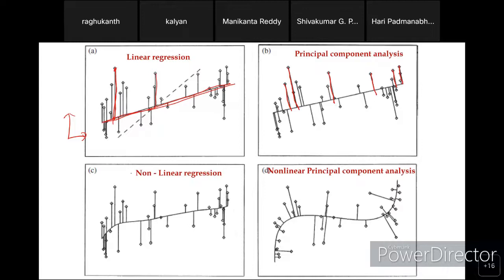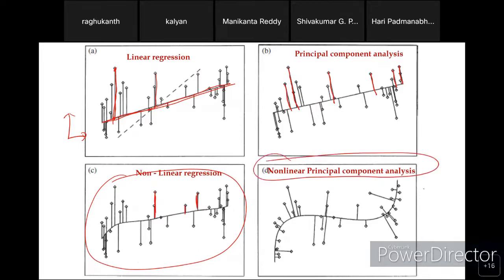Now the same concept applies in nonlinear regression also. Instead of fitting a straight line, you fit a curve. But the concept is the same, so you are minimizing this error only. Now this is what we call nonlinear principal component analysis, or sometimes nowadays this is also known as autoencoders. So these autoencoders are the same. You followed it.